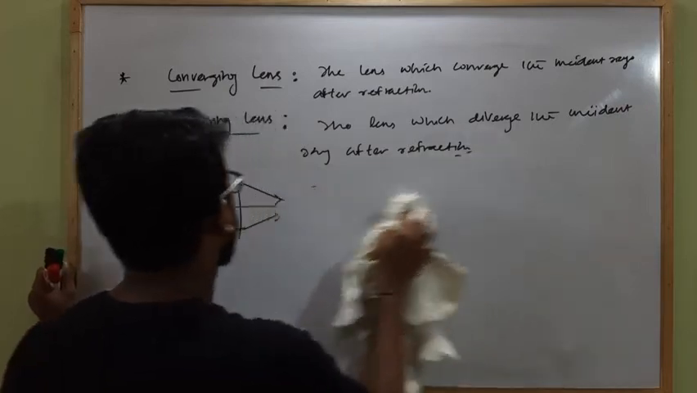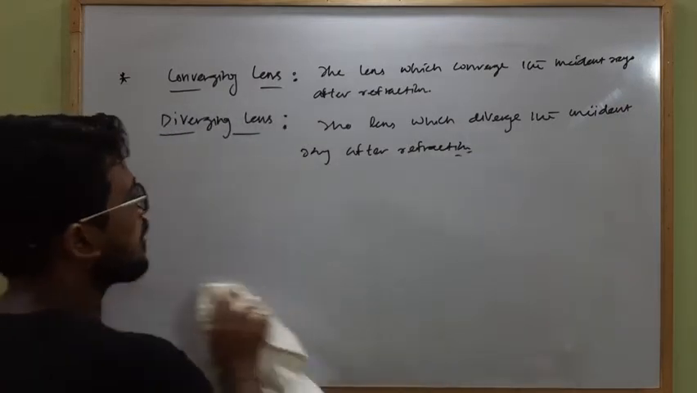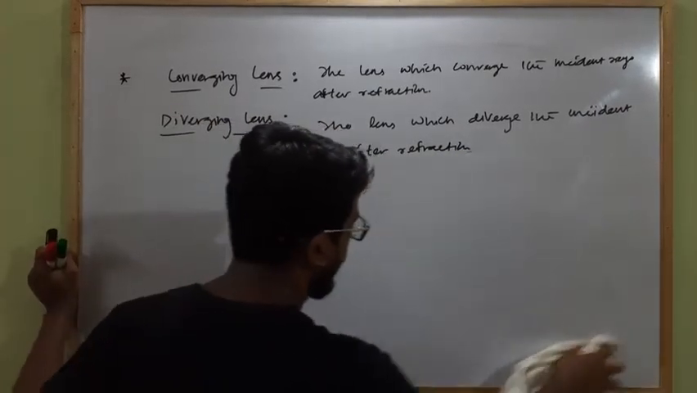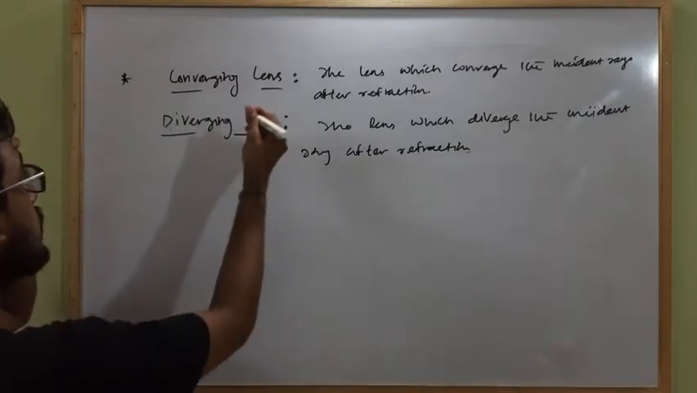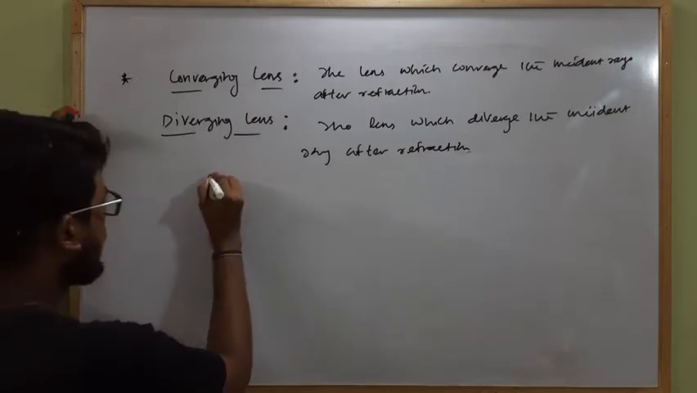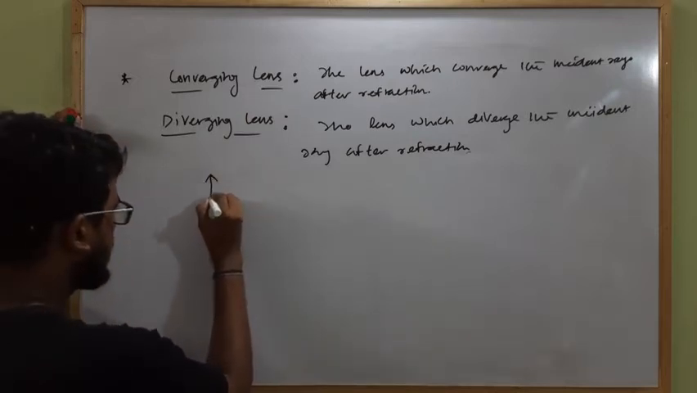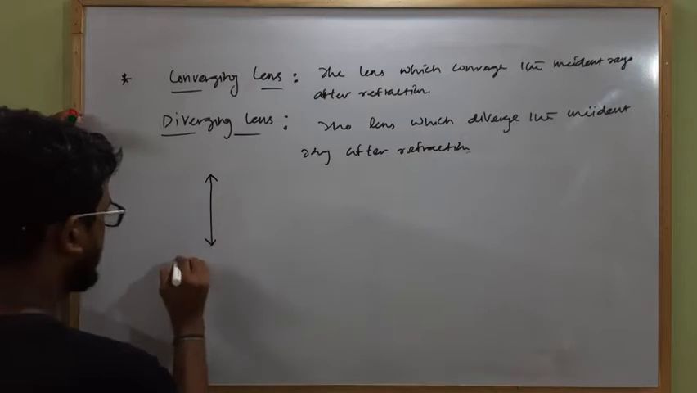Okay, so we already know that all the lenses are divided into two categories. One is converging and another is diverging. So what is the symbol of a converging lens? A converging lens can be symbolically represented like this: a thin converging lens.